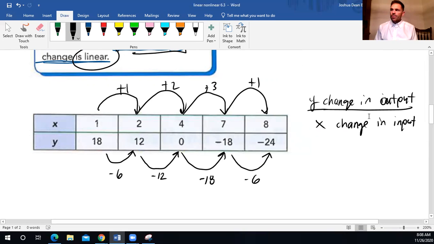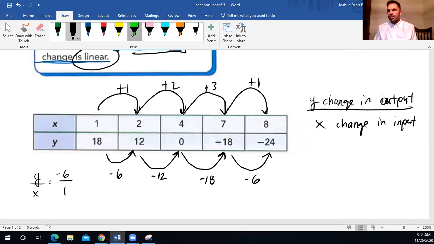So now we have to compare the rate of change for each different x and y shift. So remember, we want to do y over x, which is equal to, well, the change in y there is negative 6 over positive 1. So when I simplify that, that gives me negative 6. So there's my rate of change for that first shift. Now, in order for it to be a linear function, each time I simplify it, it has to simplify to negative 6. So let's check it out.